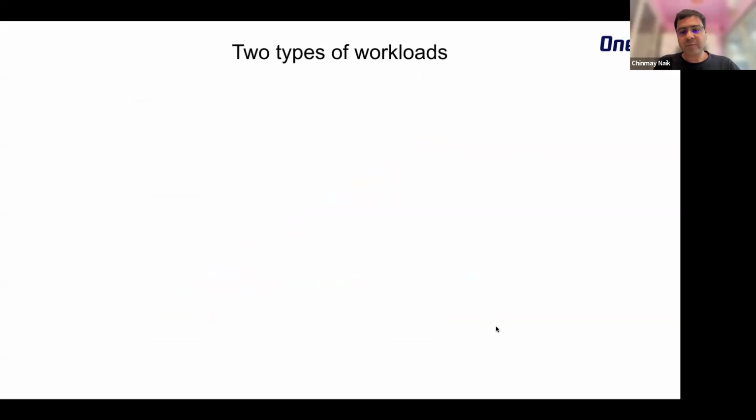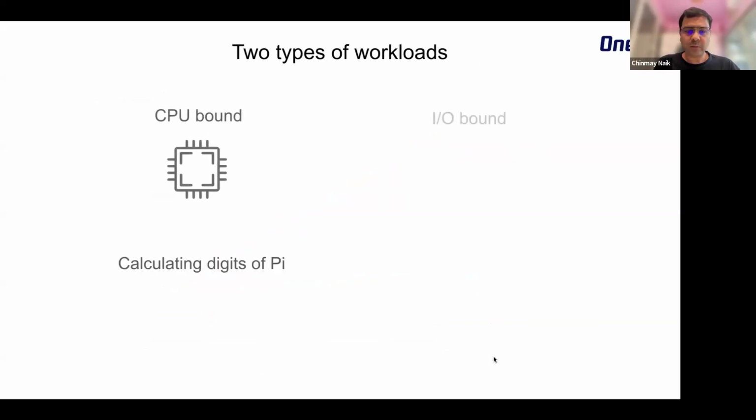So ultimately, we have two types of workloads, if you think about it. One is the CPU-bound, and the other is the IO-bound workload. Some examples of CPU-bound would be if you want to calculate digits of pi, right? Like you want to calculate the value of pi to a millionth degree of accuracy, precision. What would you do?